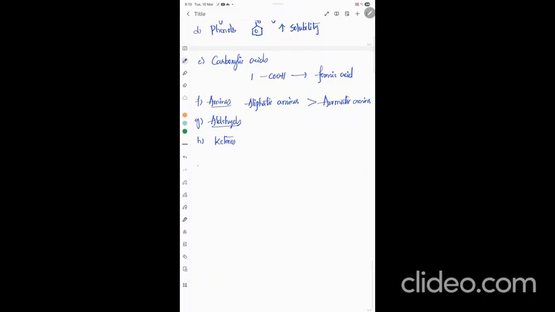And then the third category we get is the compounds that are solubilized through ionization.